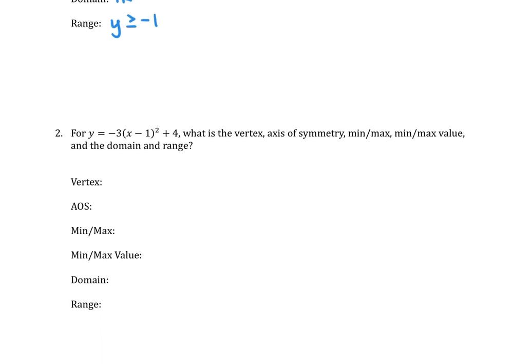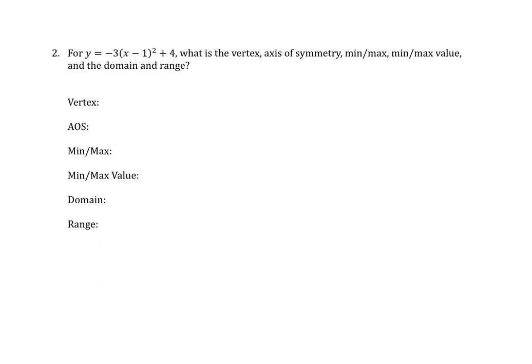Let's try one more like that. Number 2, we're going to identify the key features. Start first with my vertex. So I'm going to pull the h and the k. Remember, the h changes sign. So instead of -1, it's a +1. The k does not. It stays +4. Because I know that, I can figure out my axis of symmetry must be x equals 1 because I have to use the x value of the vertex.